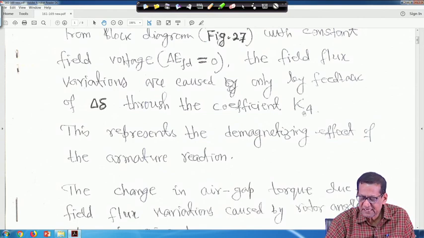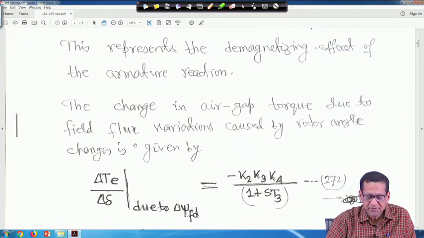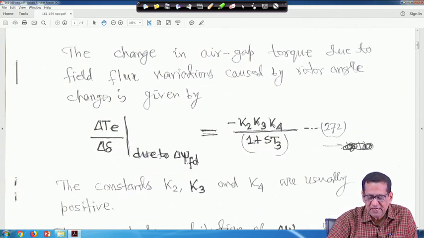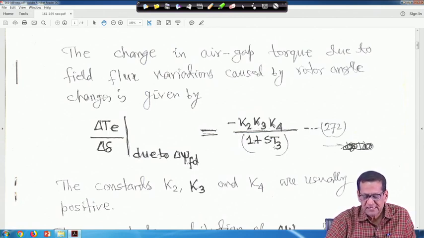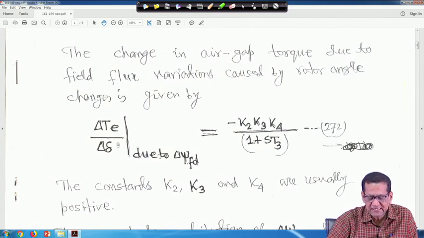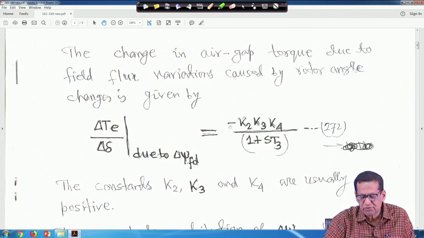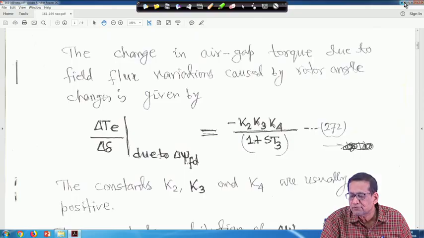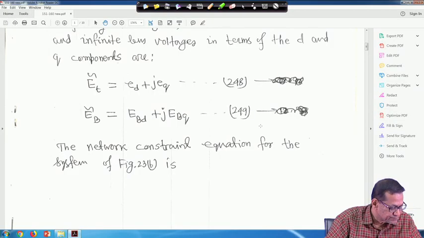The change in air gap torque due to field flux variation caused by rotor angle changes is given by delta T upon delta delta due to delta psi fd is equal to minus k2 k3 k4 divided by 1 plus S T3. Delta T upon delta delta due to delta psi fd. So, let us go to the block diagram.